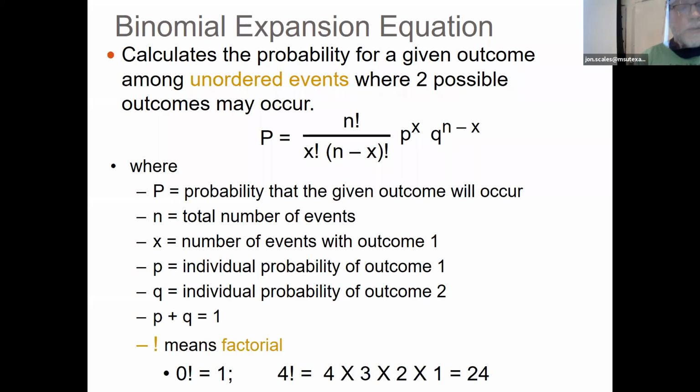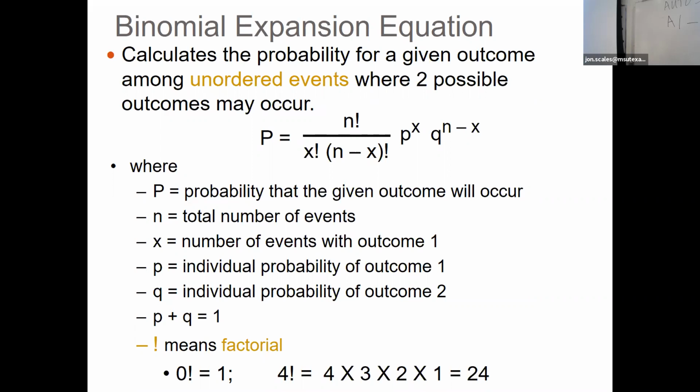So here are what all those things stand for. Probability is the probability that you've been asked about in the question or that you're assigning for a subpart of the question. N is the number of events. Usually it's the number of offspring you're being asked about, okay?